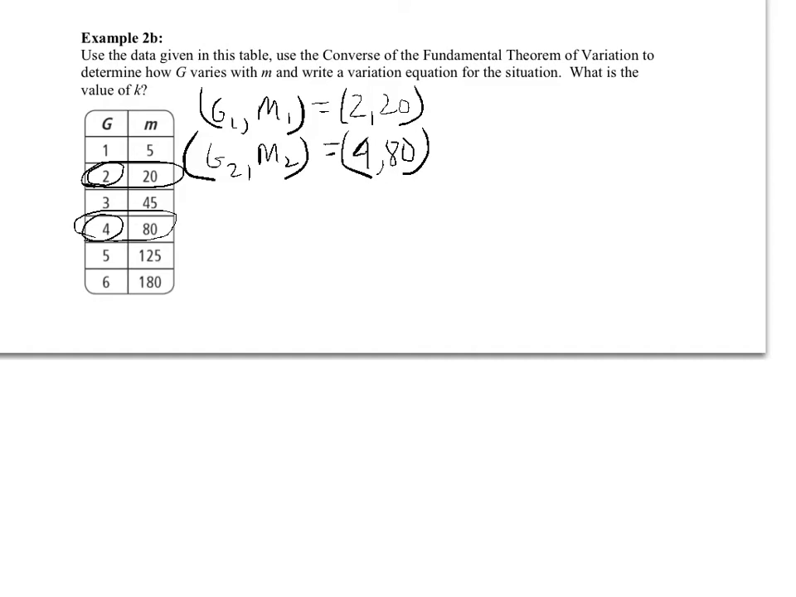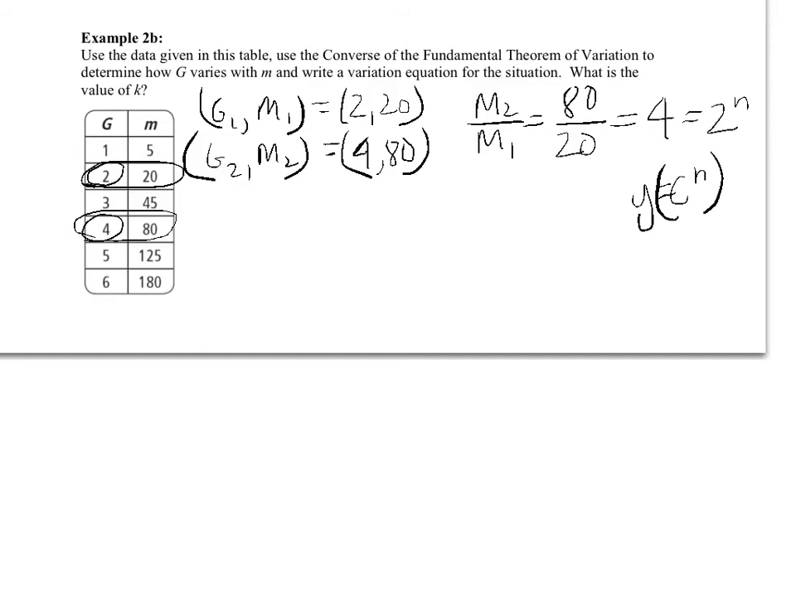Okay, so we know 2 times 2 is 4. That's how we got that G2. But now let's compare our M1 and our M2. So we can say M2 over M1 equals 80 divided by 20. That equals 4. So that is the same as 2 squared, which on our fundamental theorem of variation, that converse of it, we're talking about the y values being multiplied by c to the nth when x is multiplied by c. So that's what we're working through. We're doing that converse of that.